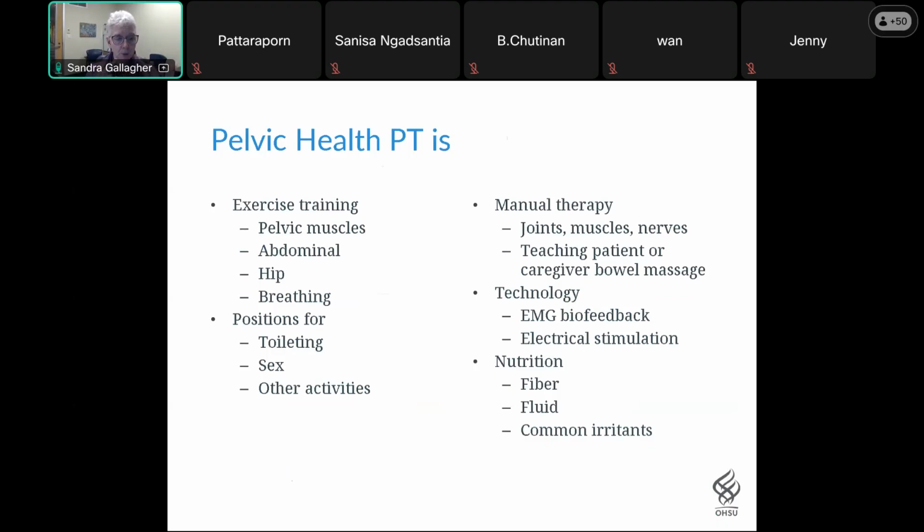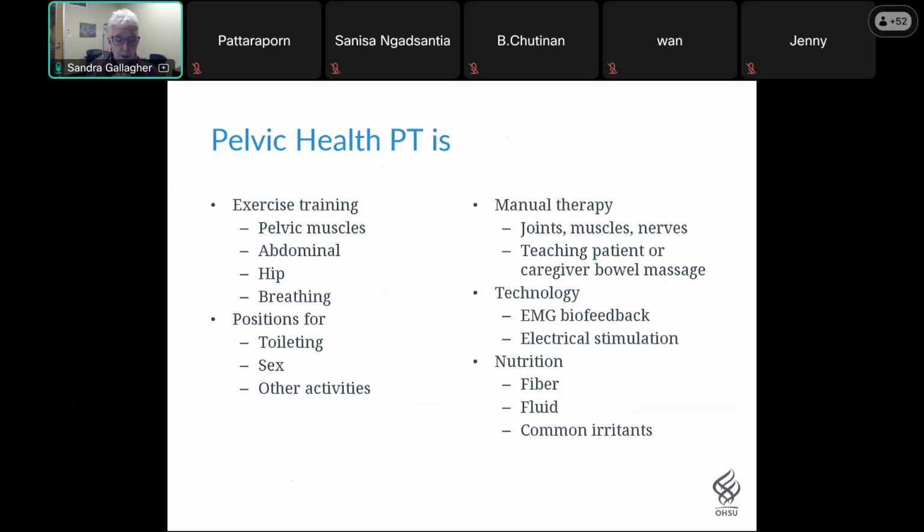We'll talk a little bit about positions for toileting in pelvic health. We'll also talk about positions for sexual activity and other activities. Manual therapy can be in the joints, muscles, and nerves, but primarily we're going to focus on the ways to do bowel massage, and that a caregiver or the patient themselves could be taught to do the bowel massage.